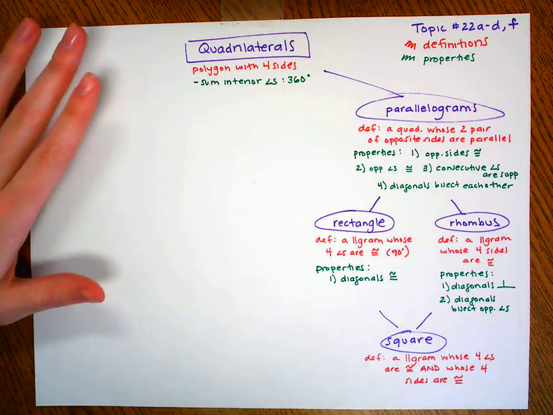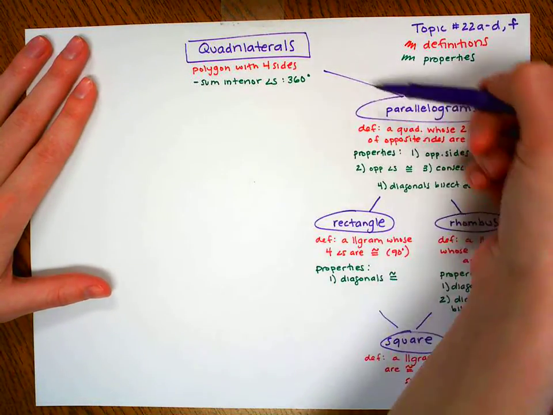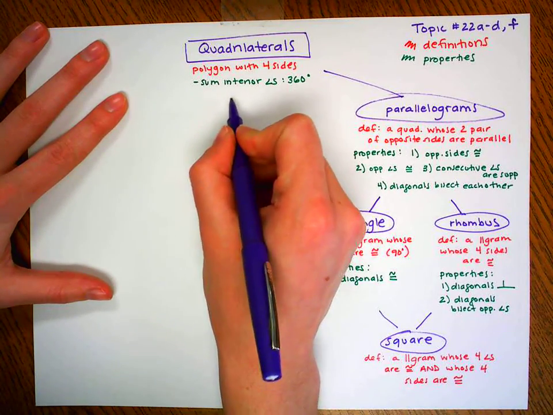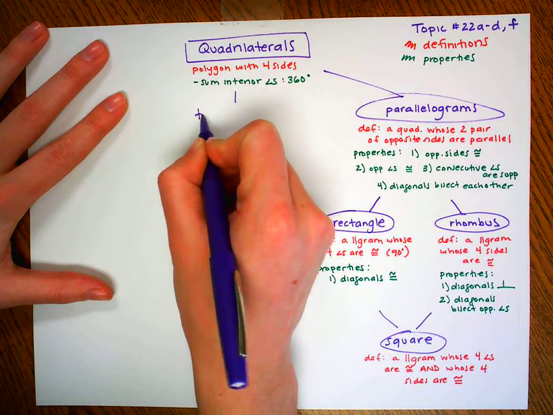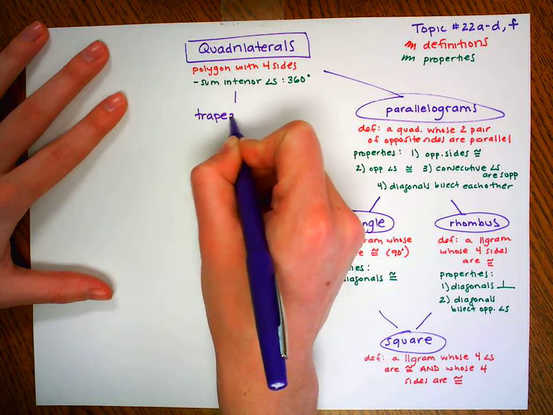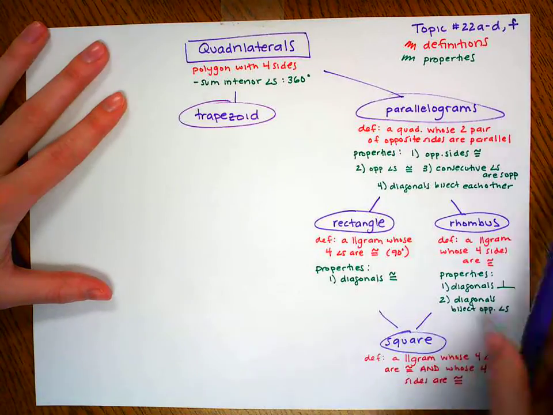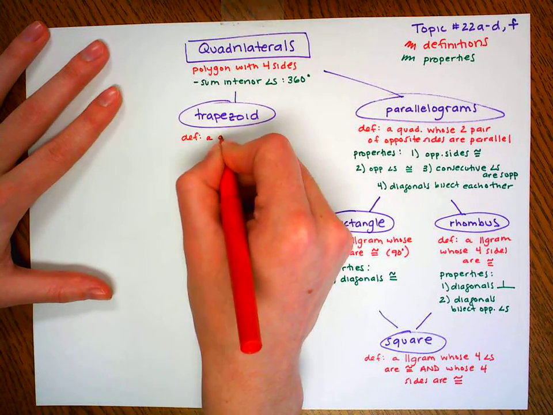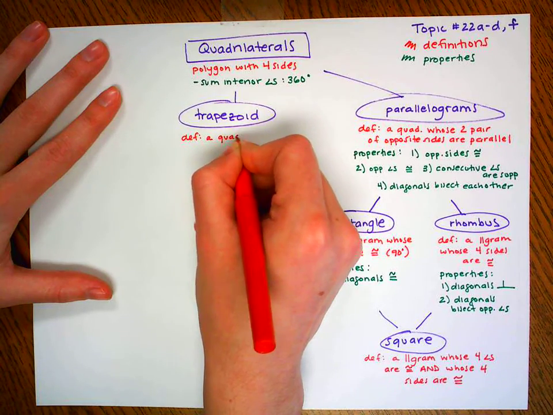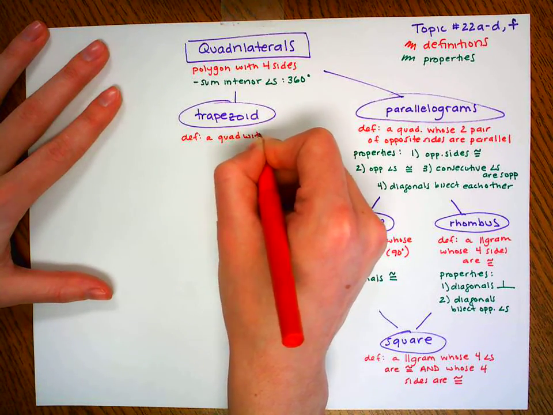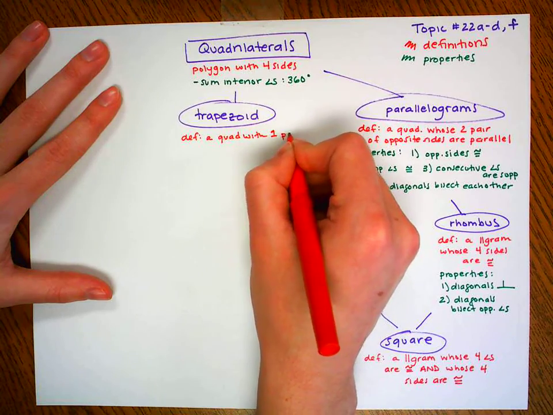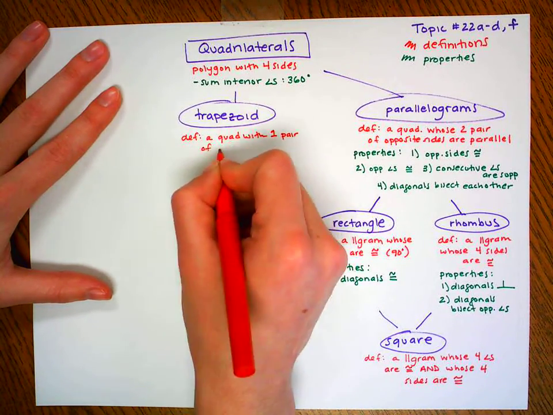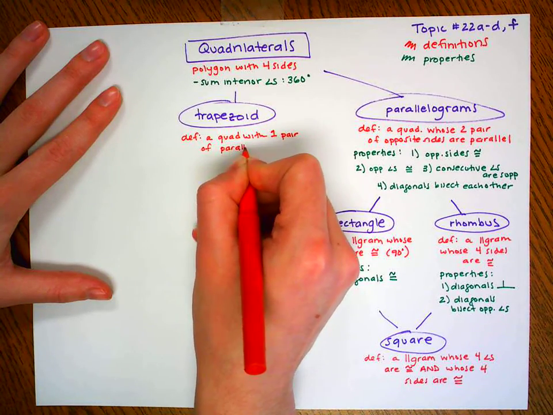Okay, so let's move on. This is our first type of quadrilateral. This is our first stem. The next thing we're going to learn about is trapezoids, which actually is just what we're going to learn about right now. Okay. And by definition, it is a quadrilateral with one pair of parallel sides.